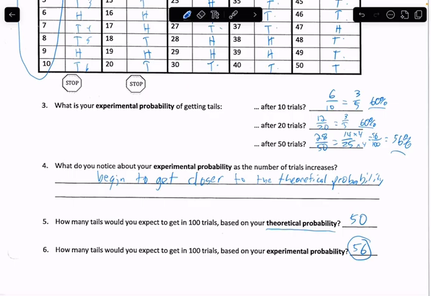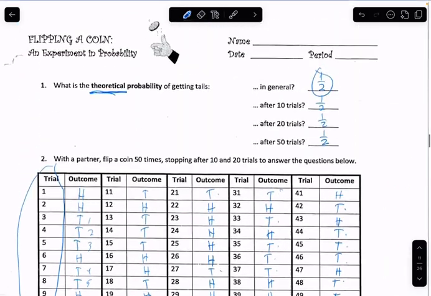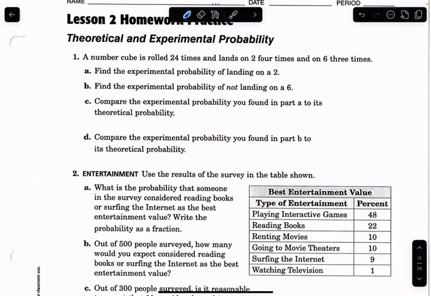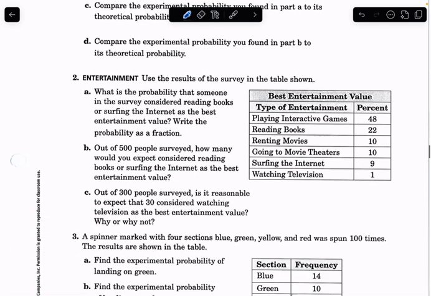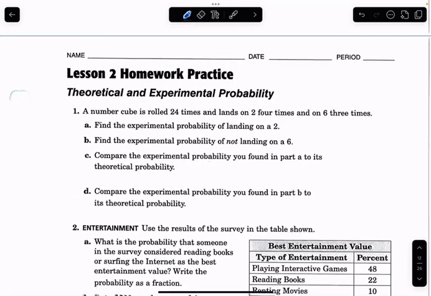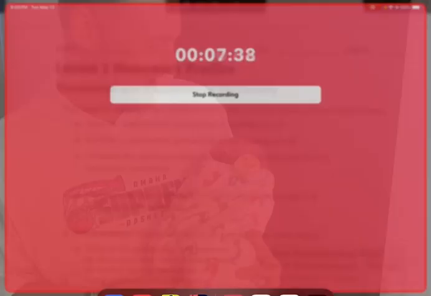That's the main difference and essentially what you would do. Whenever it asks you what the theoretical probability of something happening is, that's just the regular probability. But the experimental probability is going to be based on those trials.